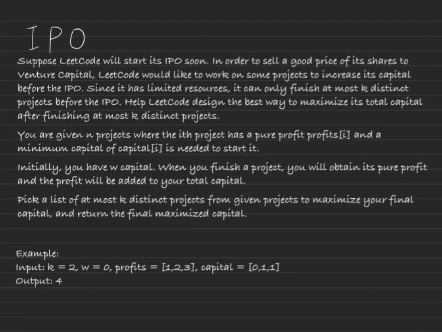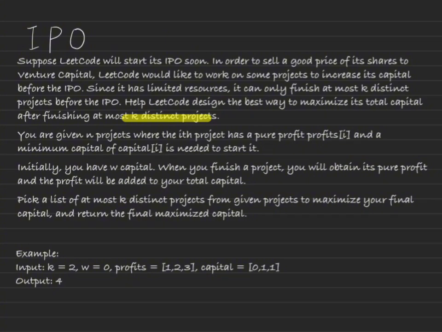Today's question is IPO. The question is a little long, but let's read through it together. Suppose LeetCode will start its IPO soon. In order to sell its shares at a good price to venture capital, LeetCode would like to work on some projects to increase its capital before the IPO. Since it has limited resources, it can only finish at most K distinct projects before the IPO. Help LeetCode design the best way to maximize its total capital after finishing at most K distinct projects.